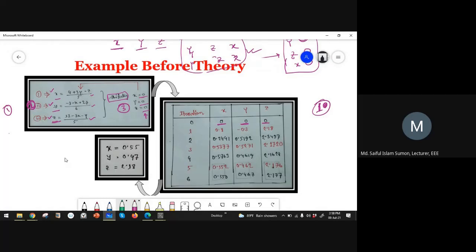Now I will go for iteration. During my first iteration, I will simply use these equations in the iterations.